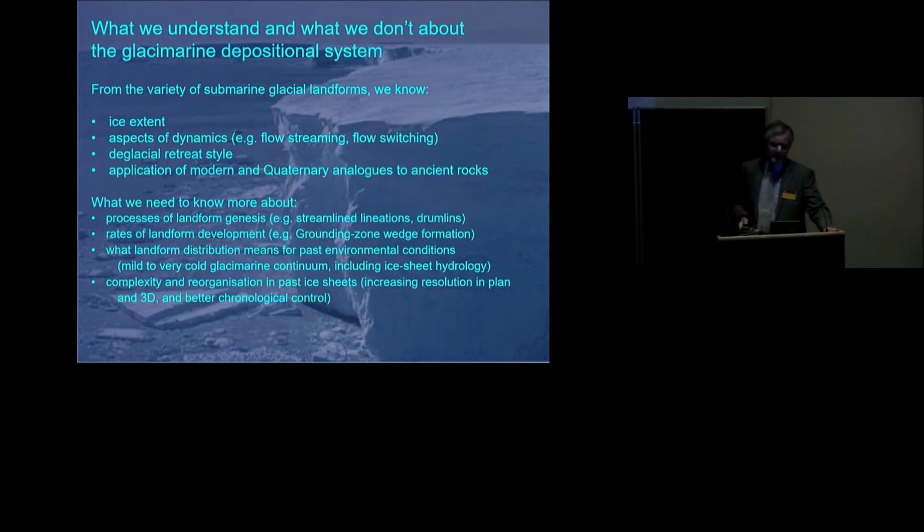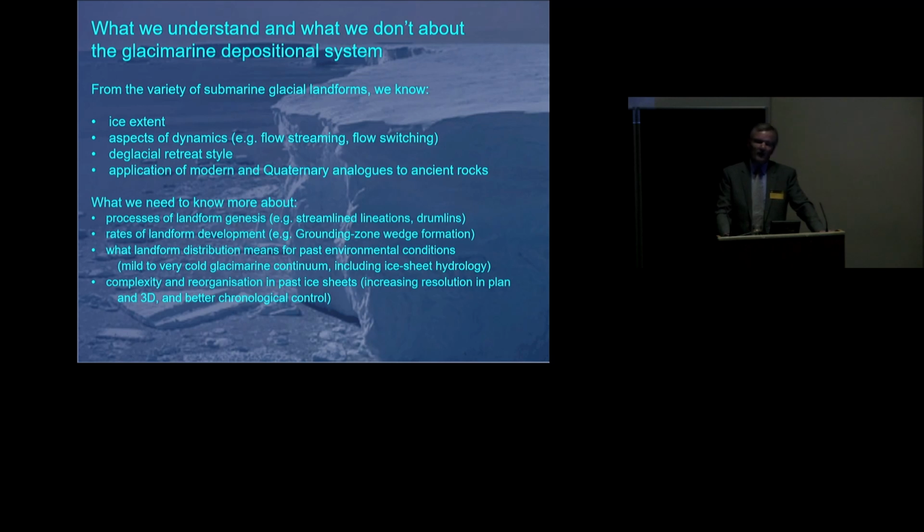But what do we know and what don't we understand yet about the glacier-influenced marine depositional record? From the variety of submarine glacial landforms, of which I'll show you some examples in a moment, we can draw quite a lot out about past ice extent. We can draw various things out concerning aspects of the dynamics of ice flow, including streaming and flow switching of important ice streams. We know something about deglacial retreat style, and we even know something about the application of modern Quaternary analogues to ancient rocks, such as the late Ordovician of Northern Africa.